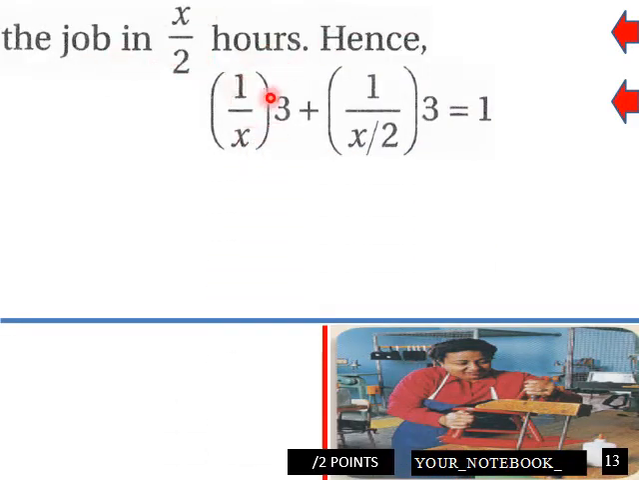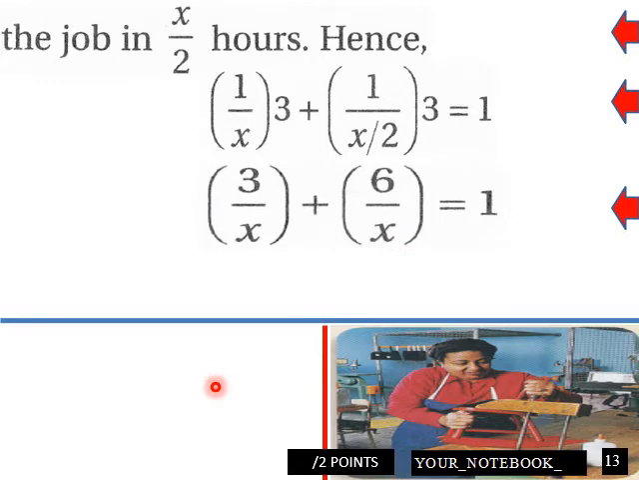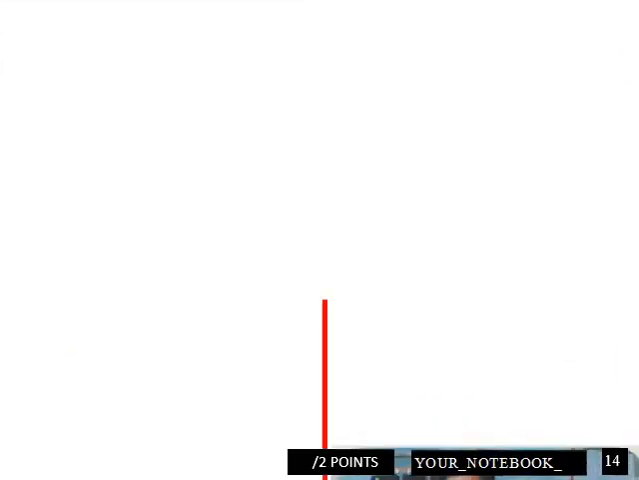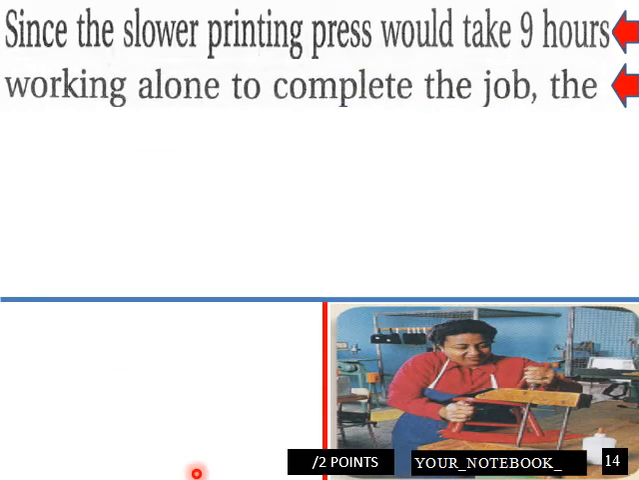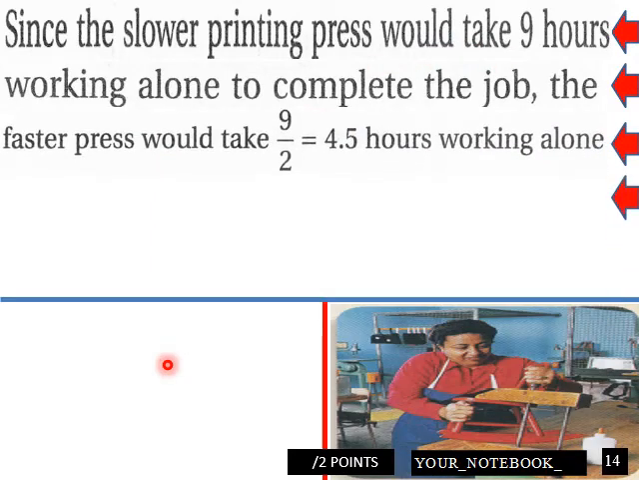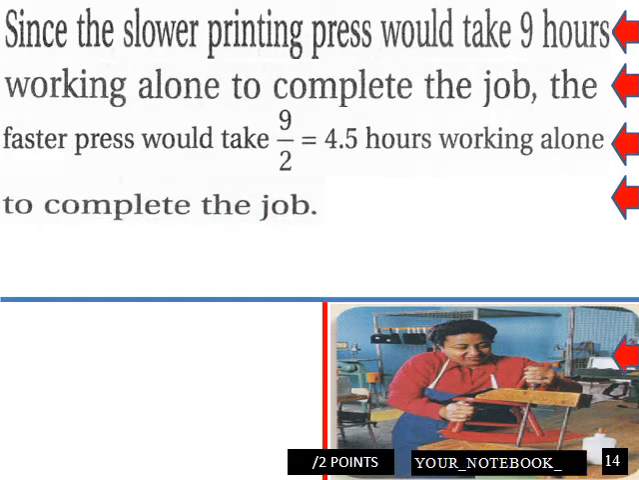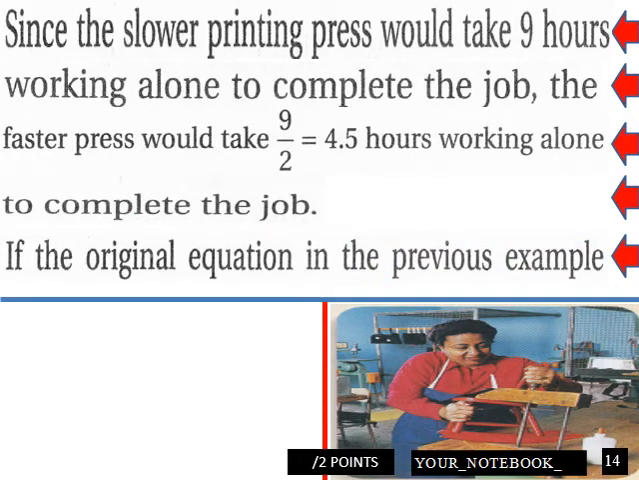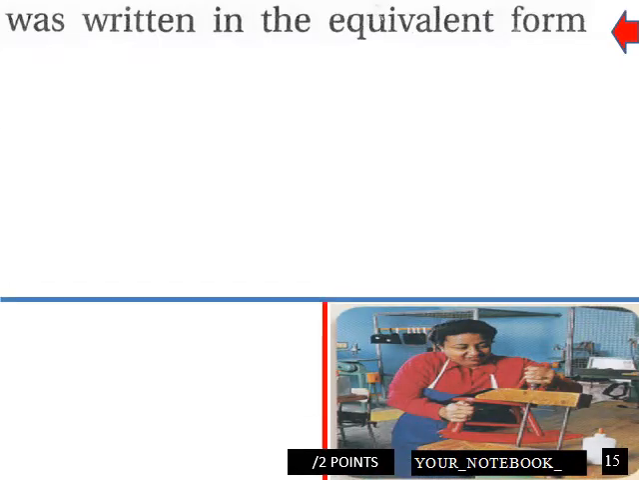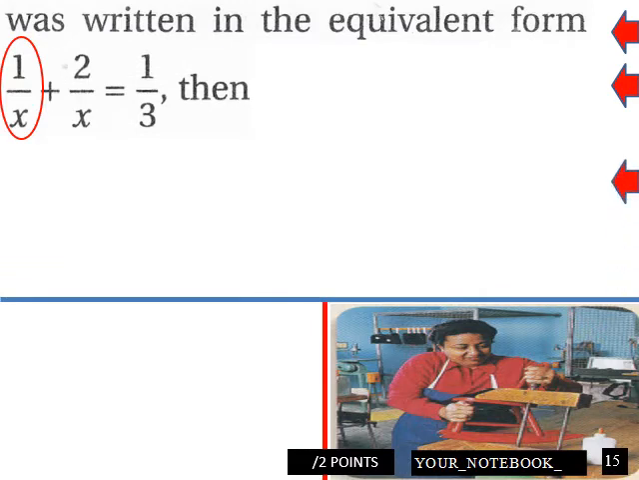Hence, 1 over x times 3 plus 1 over x divided by 2 times 3 would equal 1 job. So we have 3 over x plus 6 over x equals 1, so 9 equals x. Since the slower printing press would take 9 hours working alone to complete the job, the faster press would take 4.5 hours working alone to complete the job. So that's a way that you would do a work equation.